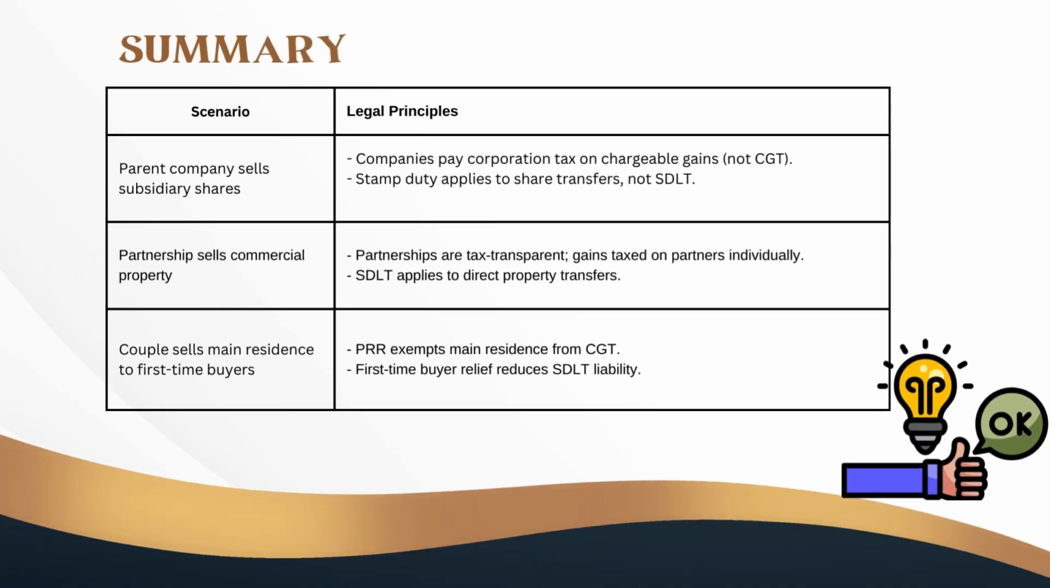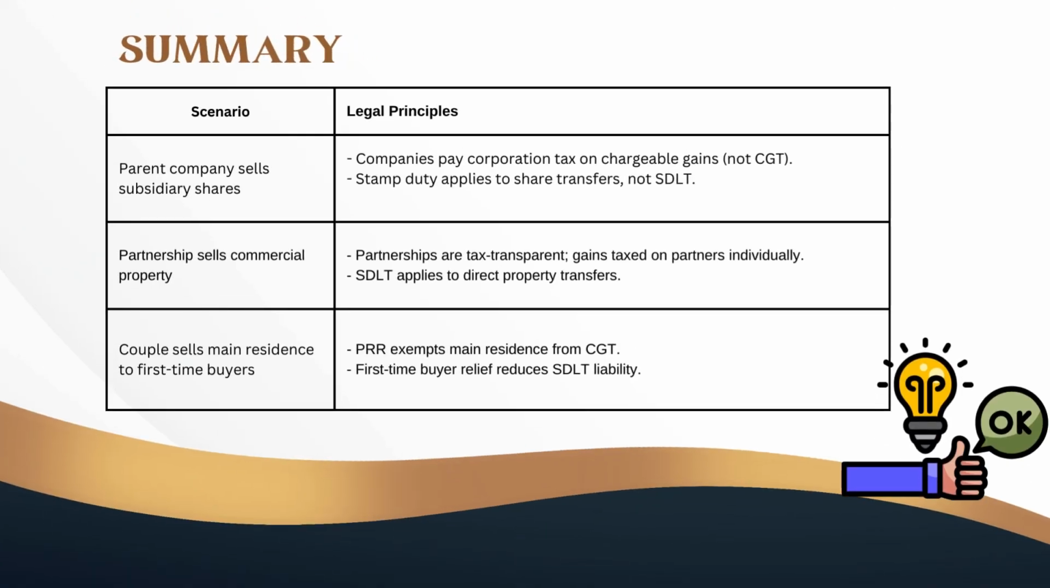This table illustrates the legal principles concerning the taxation arising from property transactions. In Scenario 1, when a parent company sells shares in its subsidiary, any gain from that disposal is subject to corporation tax, as companies pay corporation tax on chargeable gains rather than CGT. Since the transaction involves shares, stamp duty applies, not SDLT, which only applies to land transactions.